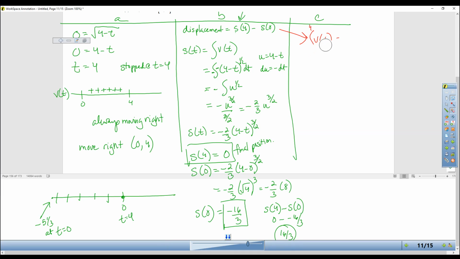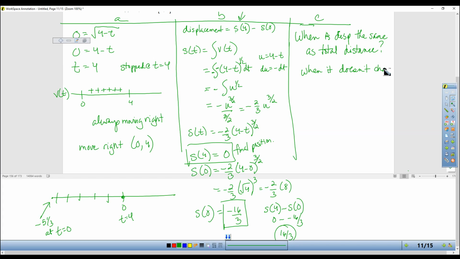Now, will it give you total distance? It actually sometimes can. When is the displacement the same as the total distance? Are you thinking, or are you just waiting for me to tell you? You guys have to think even though you're watching a video. So the displacement is the same as the total distance when it doesn't change direction.